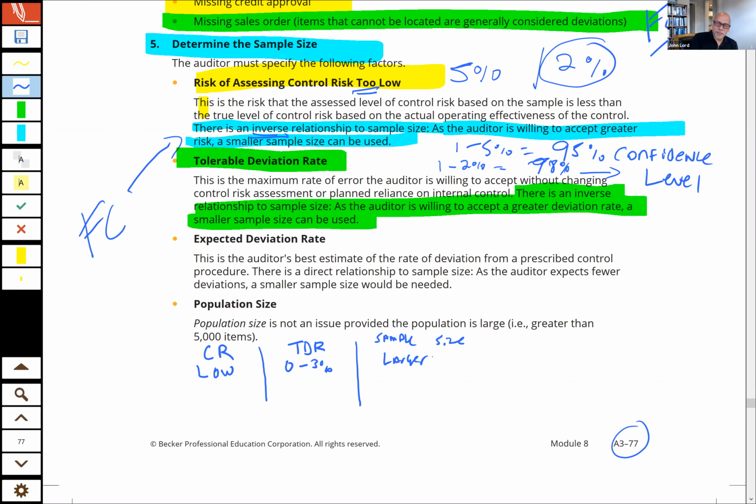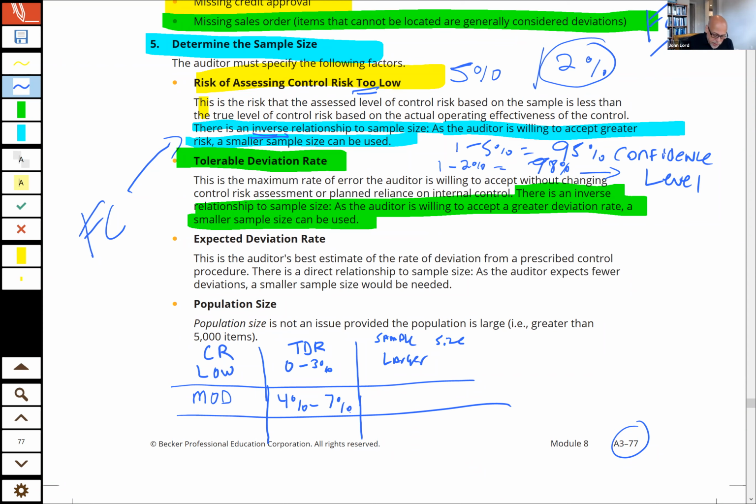And I'm going to look at enough items here to really help me make sure that that control is working. Okay. Now let's say I set my control risk as moderate. Well, now I'm saying, it's not as critical of a control. The control risk is at moderate. So I'll go ahead and accept a little more deviation. And again, this is not written in standard.